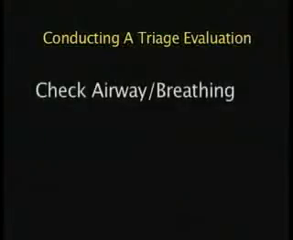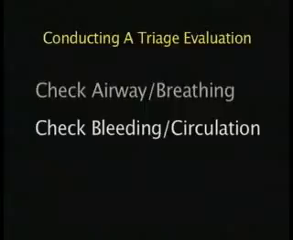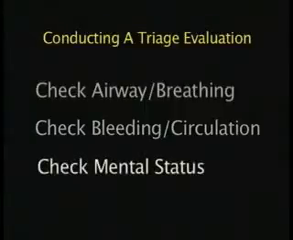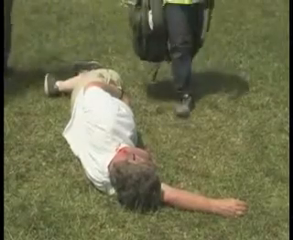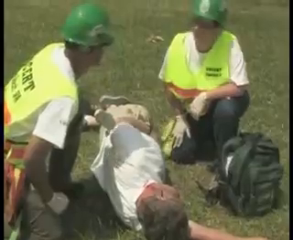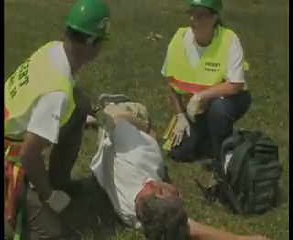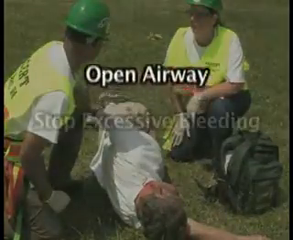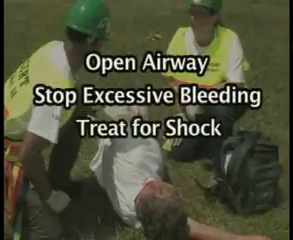You'll need to first check airway breathing. Second, check bleeding circulation. Third, check mental status. Treat all I victims for the 3 killers and tag as I before continuing triage. That is, open the airway, stop excessive bleeding, and treat for shock.